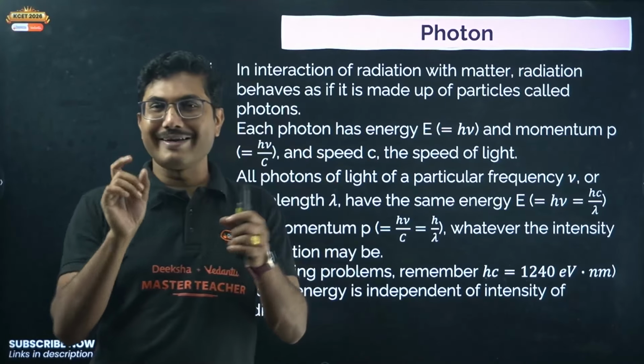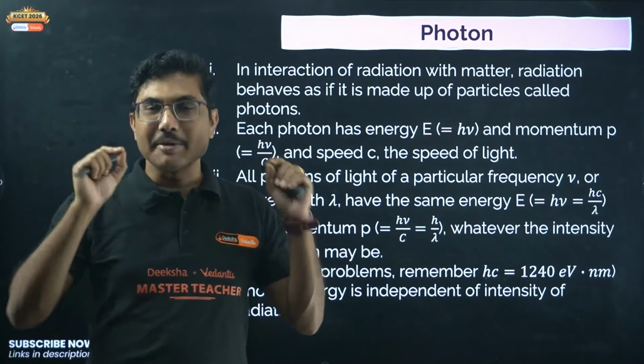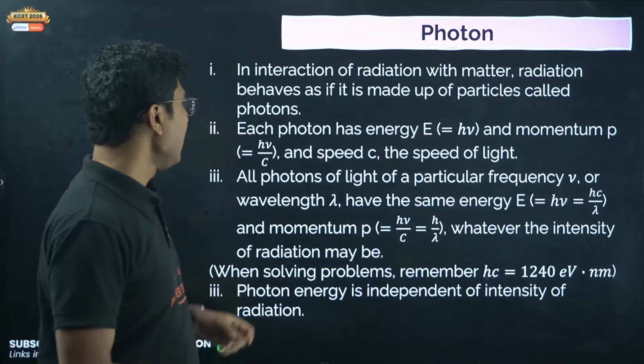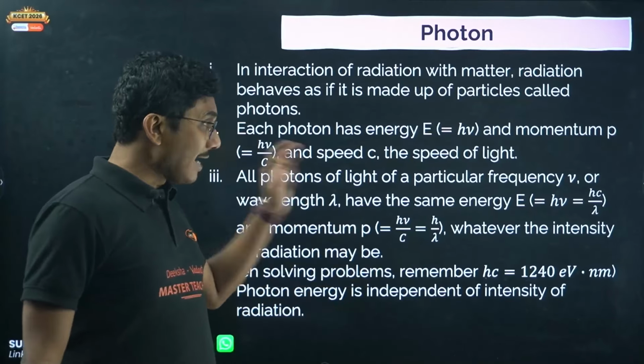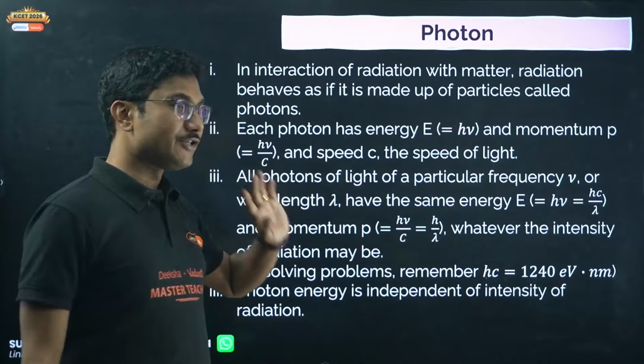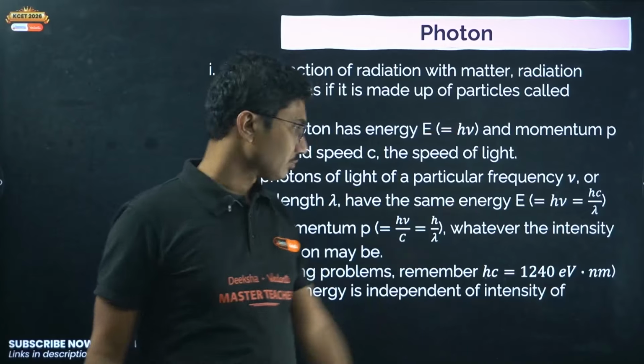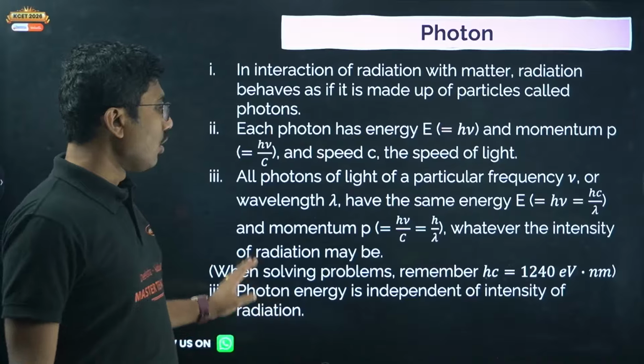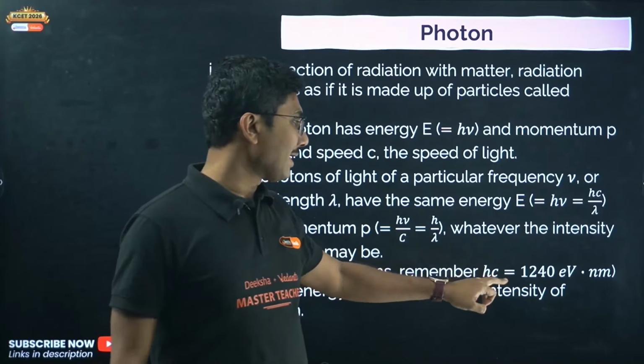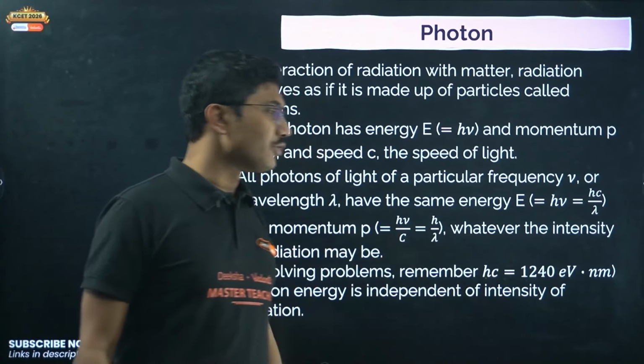Okay, all the red light, they will have the same amount of energy. And that energy and momentum as well. The momentum is given by h nu by c, energy is given by h nu or hc by lambda. When solving problems, remember h into c is 1240 electron volt.